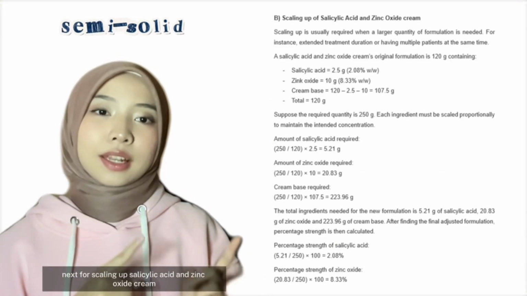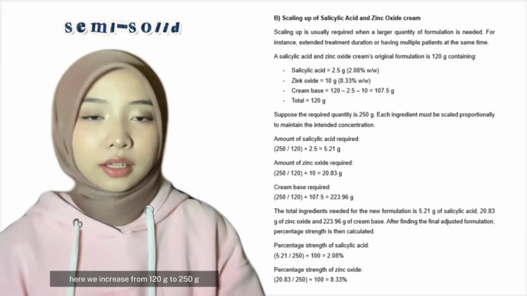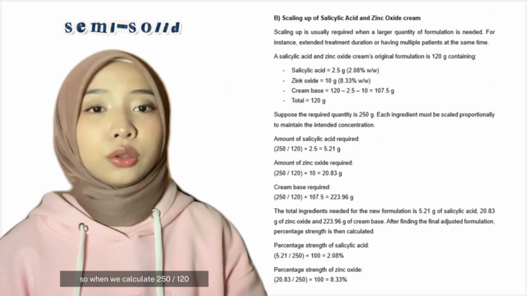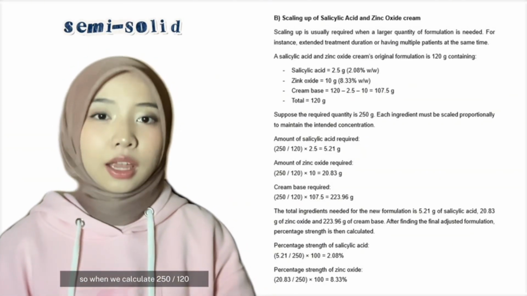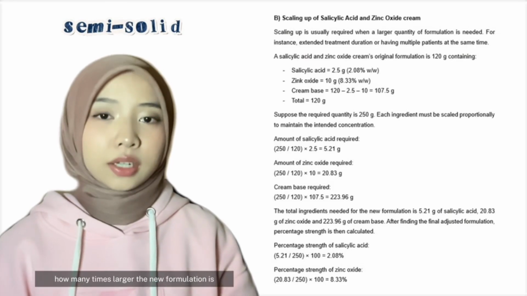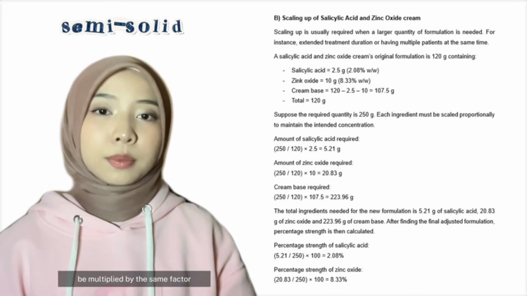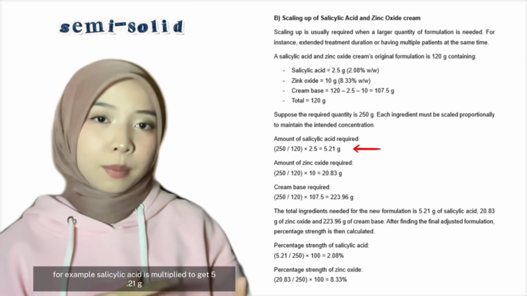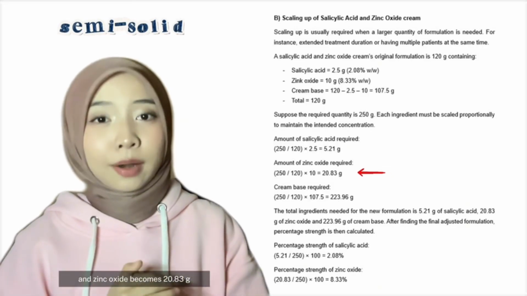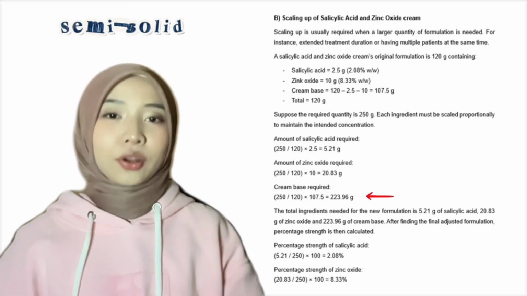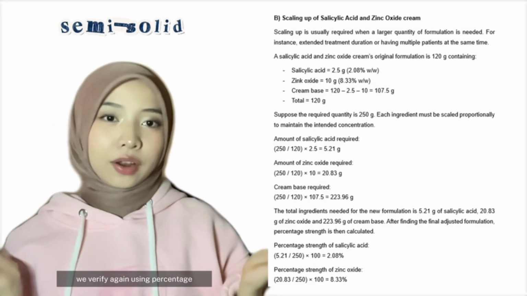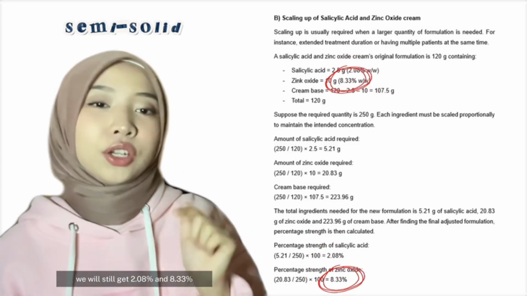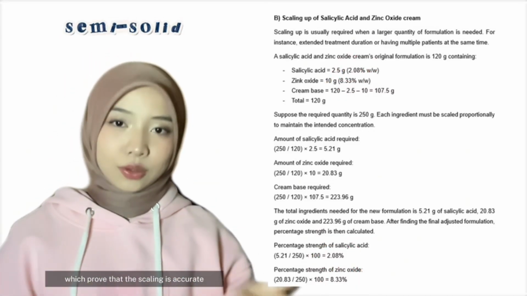Next, for scaling up salicylic acid and zinc oxide cream. Here, we increase from 120 gram to 250 gram. So, when we calculate 250 divided by 120, we are finding how many times larger the new formulation is. So, every ingredient must be multiplied by the same factor. For example, salicylic acid is multiplied to get 5.21 gram, and zinc oxide becomes 20.83 gram, and cream base becomes 223.96 gram. After that, we verify again using percentage. We will still get 2.08% and 8.33%, which prove that the scaling is accurate.